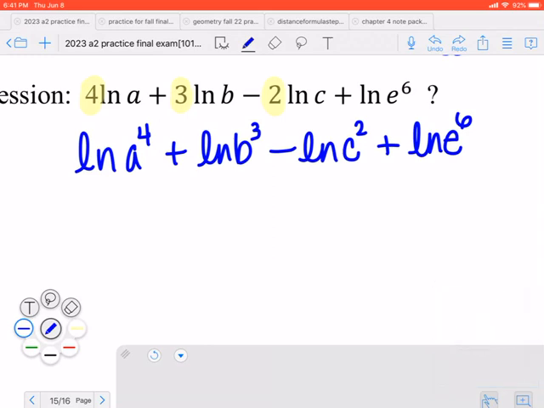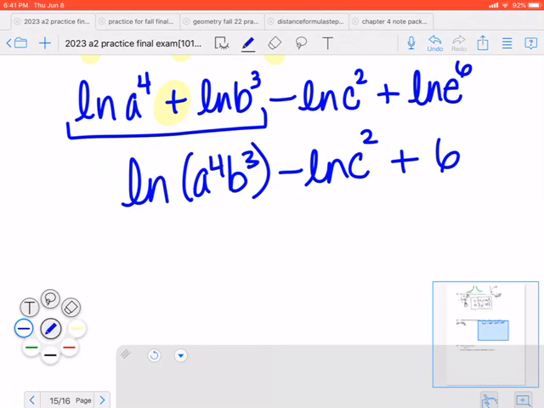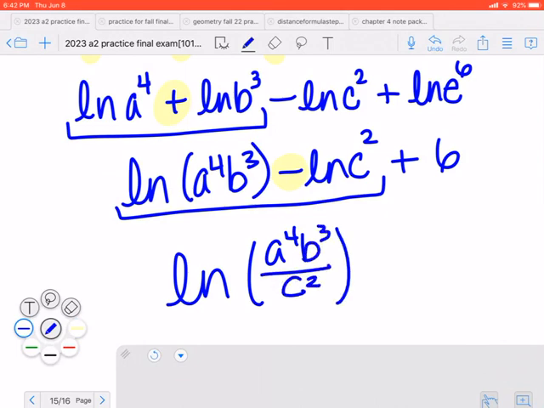Okay, now I'm going to start combining my logarithms. These are added, so I can combine them into one logarithm through multiplying. A to the 4th times b to the 3rd, minus natural log of c squared, plus 6. Now we can take these two and combine them into one logarithm through division since there's a subtraction. So one natural logarithm, and we would have a to the 4th, b to the 3rd divided by c squared, plus 6.